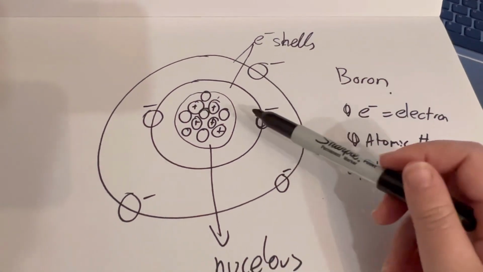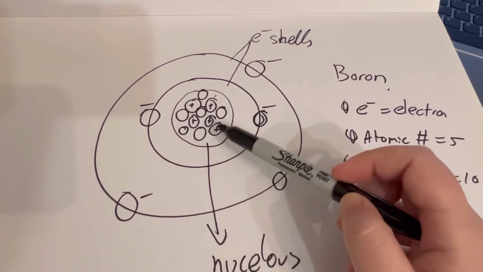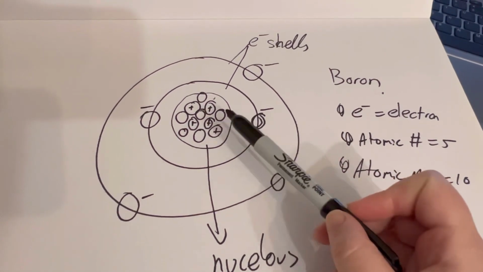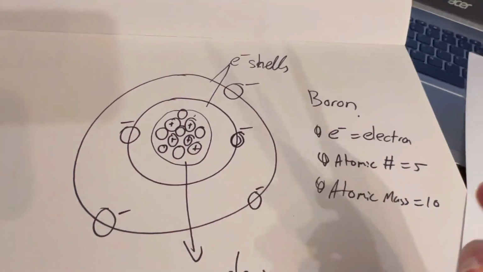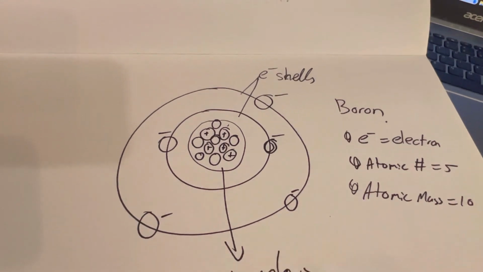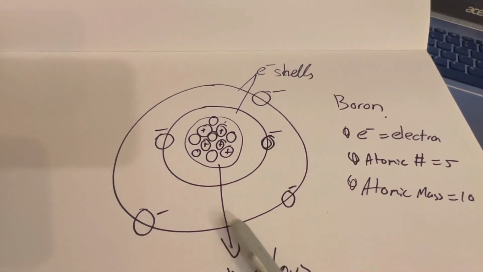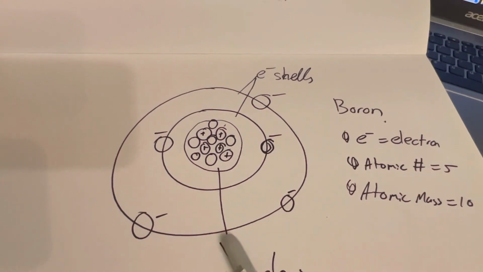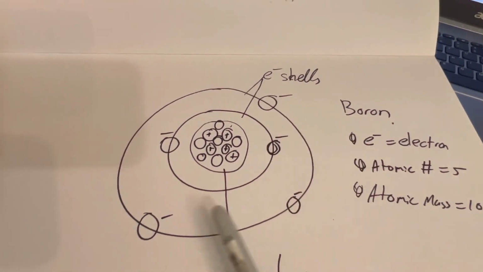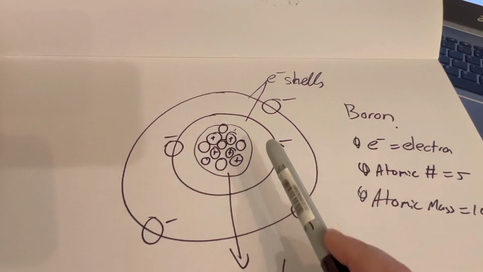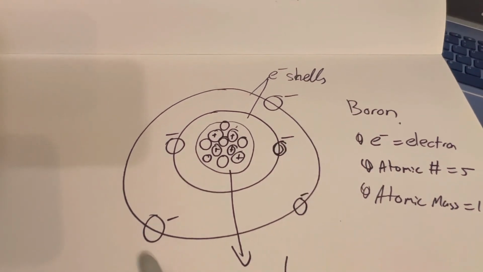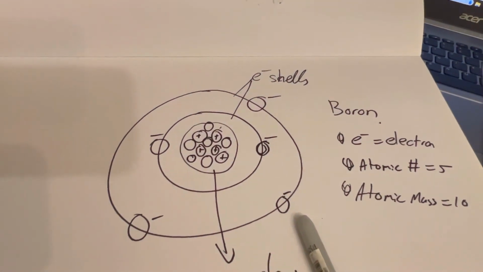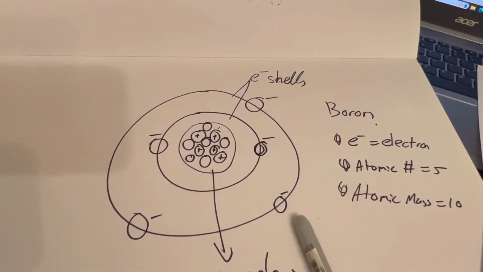You need to be able to tell me what the atomic number is based on the number of protons that are drawn, and what the atomic mass is by adding the protons and the neutrons together. You should also be able to tell me what period the atom is in by counting how many rings there are. You should be able to tell me what group it's in by counting how many electrons are on the outside. So it's in group 3 because there are 3 electrons in the outermost ring or shell of the atom.